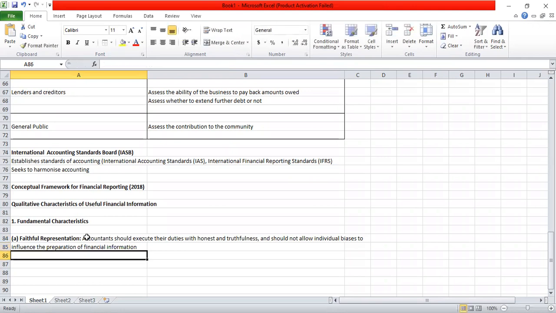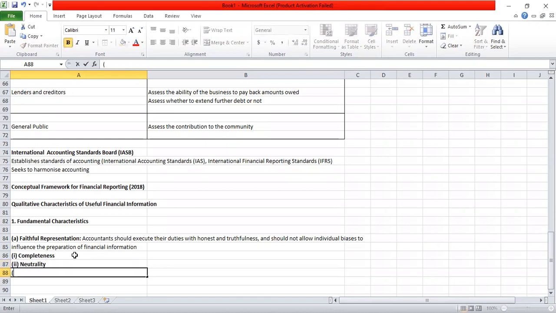And for us to say information has been faithfully represented, it has to have the following. It has to have completeness. You should not just include half of the information. When you're including information, include all the information. We should also have what we call neutrality. You should be neutral. There should not be premeditated ideas to report what you want, which is not on the ground.